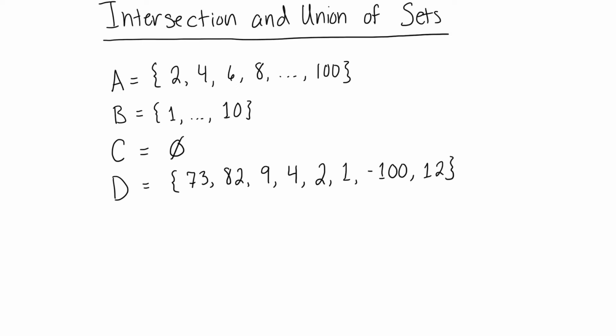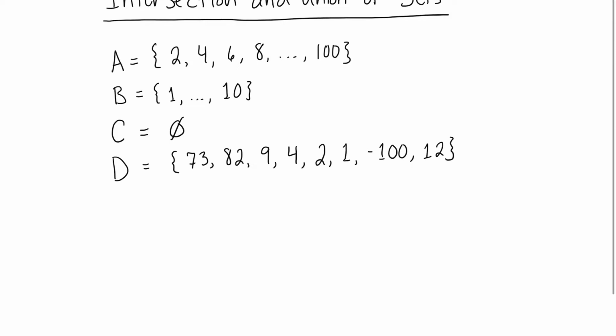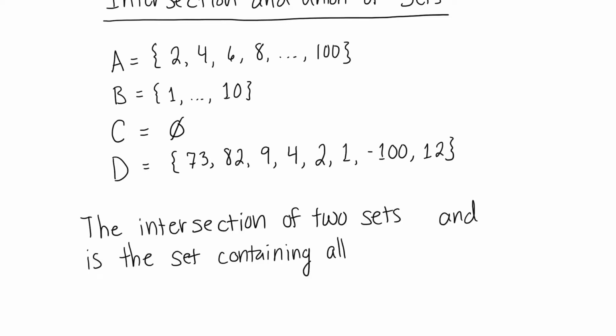In this video, I'm going to talk about the intersection and union of sets. The intersection of two sets is the set of all elements that they have in common. To define intersection more formally, we can say that the intersection of two sets, E and F, is the set containing all elements that are in both E and in F.